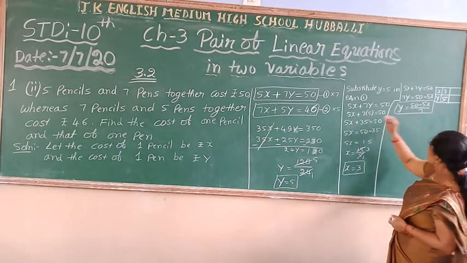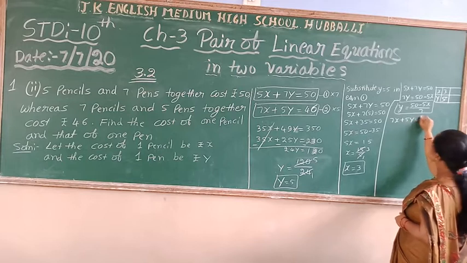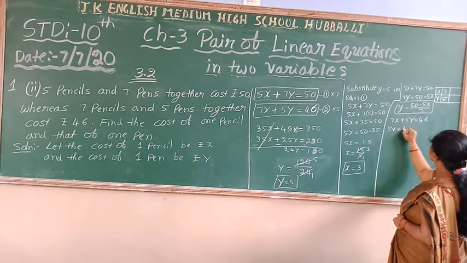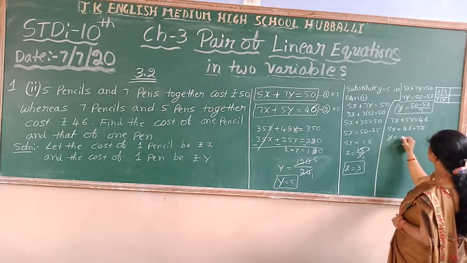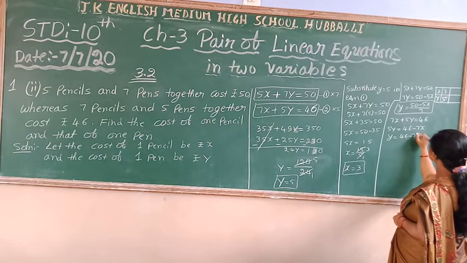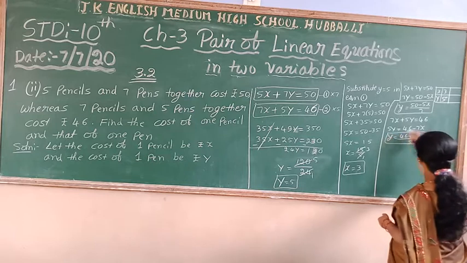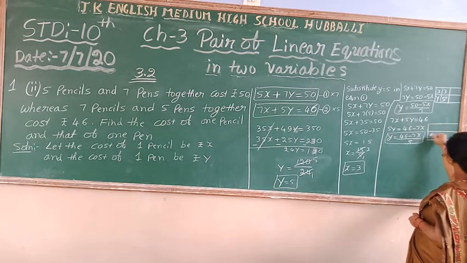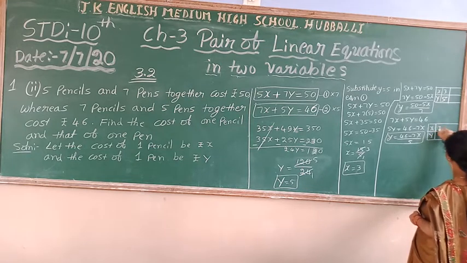The other equation is 7x plus 5y is equal to 46. So 5y is equal to 46 minus 7x, that is y is equal to (46 minus 7x) divided by 5. Here also you substitute the same value and you are going to get the same. This is the solution we have come to know.